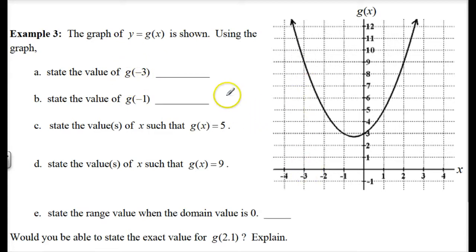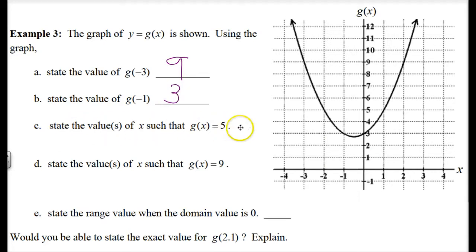So what we do, we want to know what is the value of g of x, right? What is the value of g of -3? So when x is -3, we have a value of 9. State the value of g of -1. When x is -1, the value of g is 3.